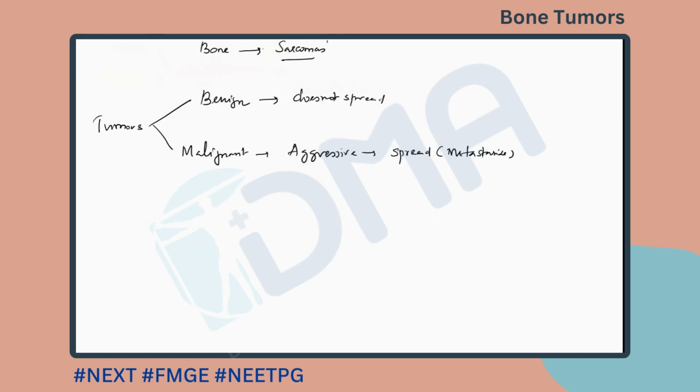Now there is another entity in bone tumors which are called locally aggressive tumors. What are these locally aggressive tumors? These are actually benign tumors only. They won't become malignant, but at the local site they cause severe destruction. Example is giant cell tumor, GCT.